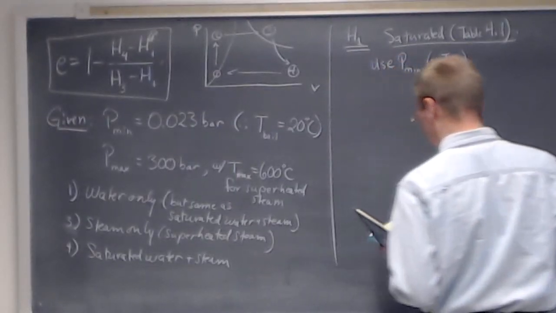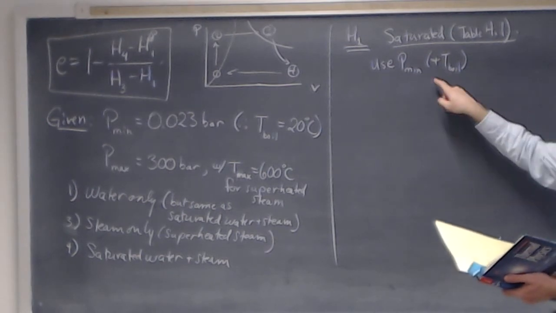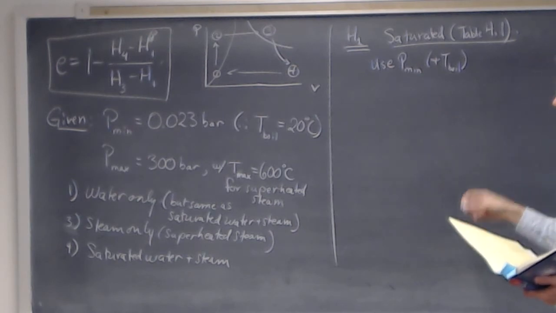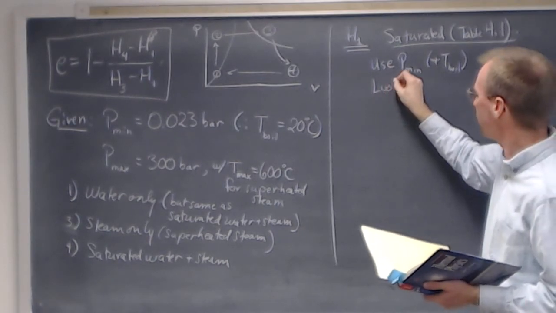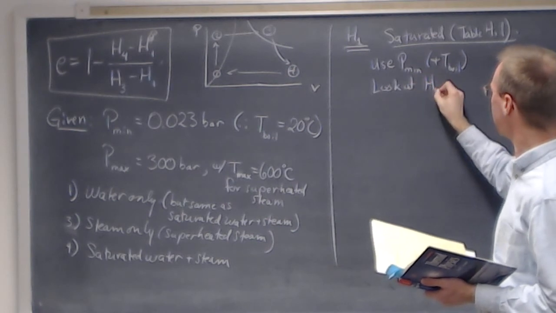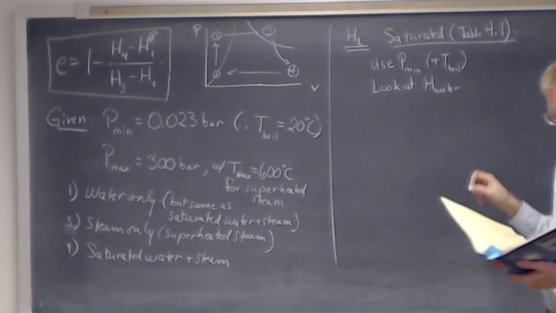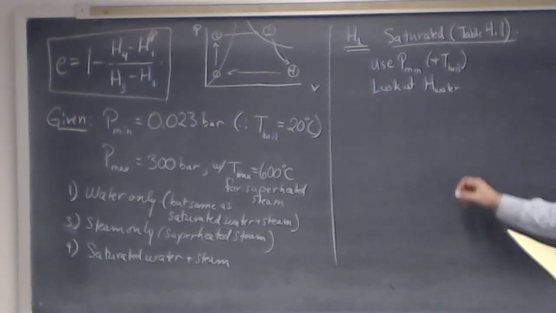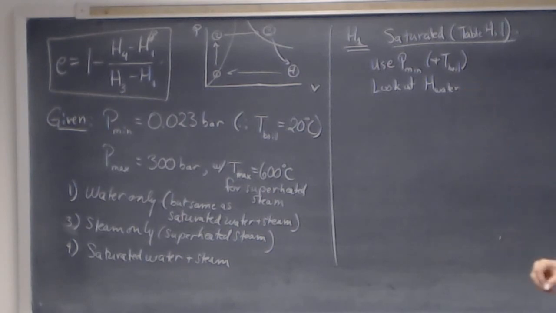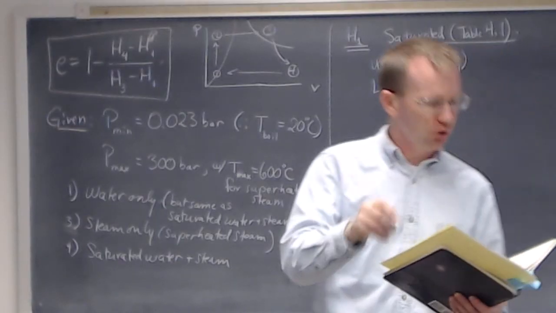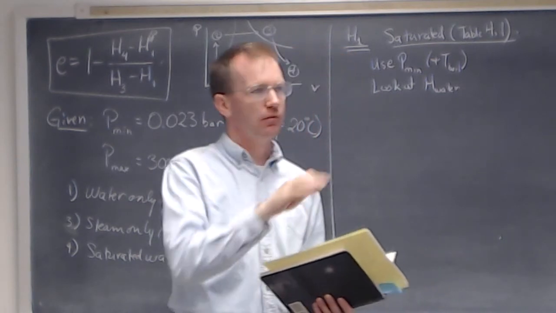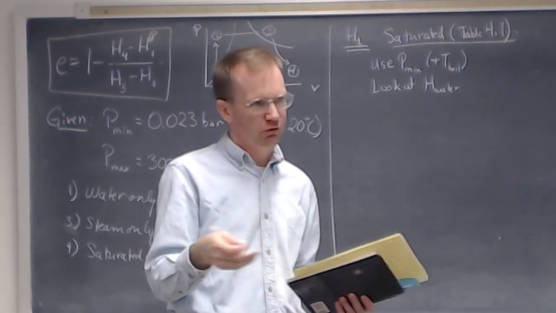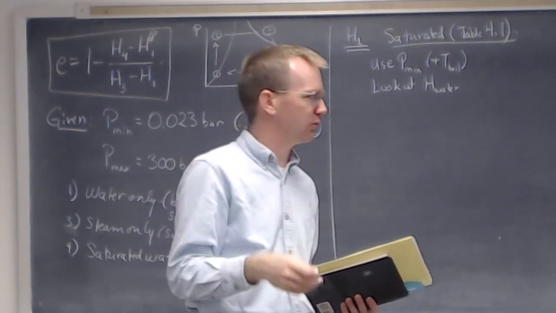Okay, use that. So we look in the row that's got 20 degrees and 0.023 bars. We want to find the enthalpy of water at that temperature. And what is the enthalpy of water at that temperature? 84 kilojoules per kilogram of water. Now, they say all of these numbers are for 1 kilogram of fluid. So I actually tend to write it in there per kilogram.